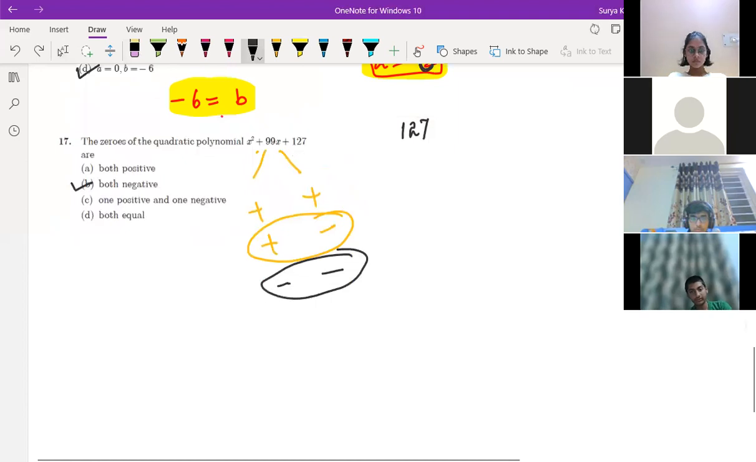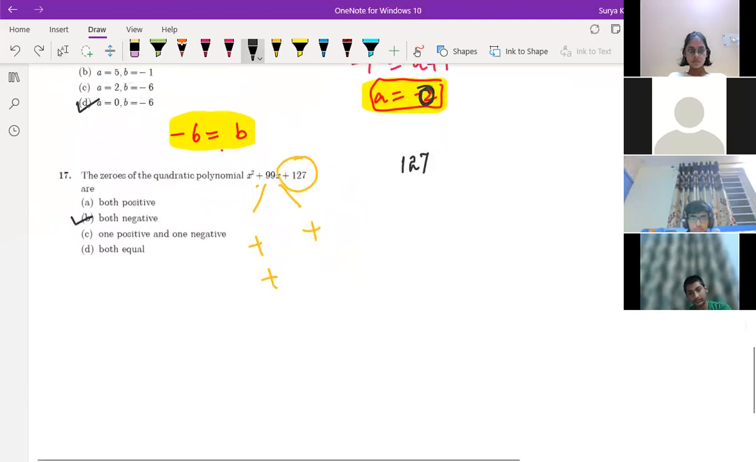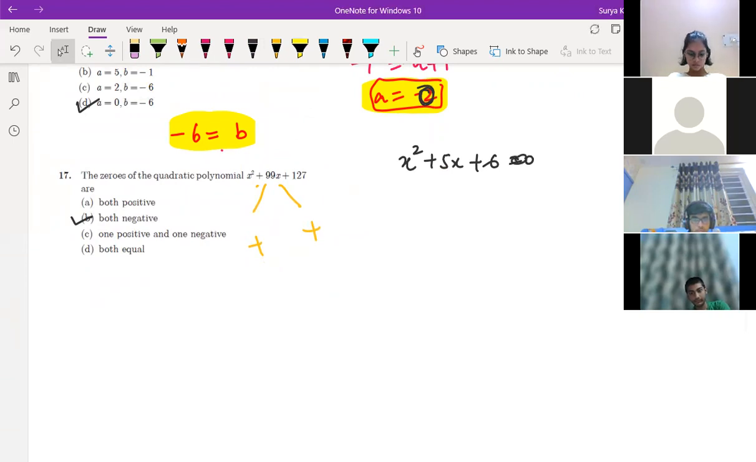So both factors will be what? Positive. If both factors are positive, then both zeros will be what? Negative. You know that or not, Praharshan? No. Take one example. Suppose I'm taking x square plus 5x plus 6 equals 0. This is polynomial, so you remove this if you want. So x square plus 3x plus 2x you should write, Praharshan, and plus 6.